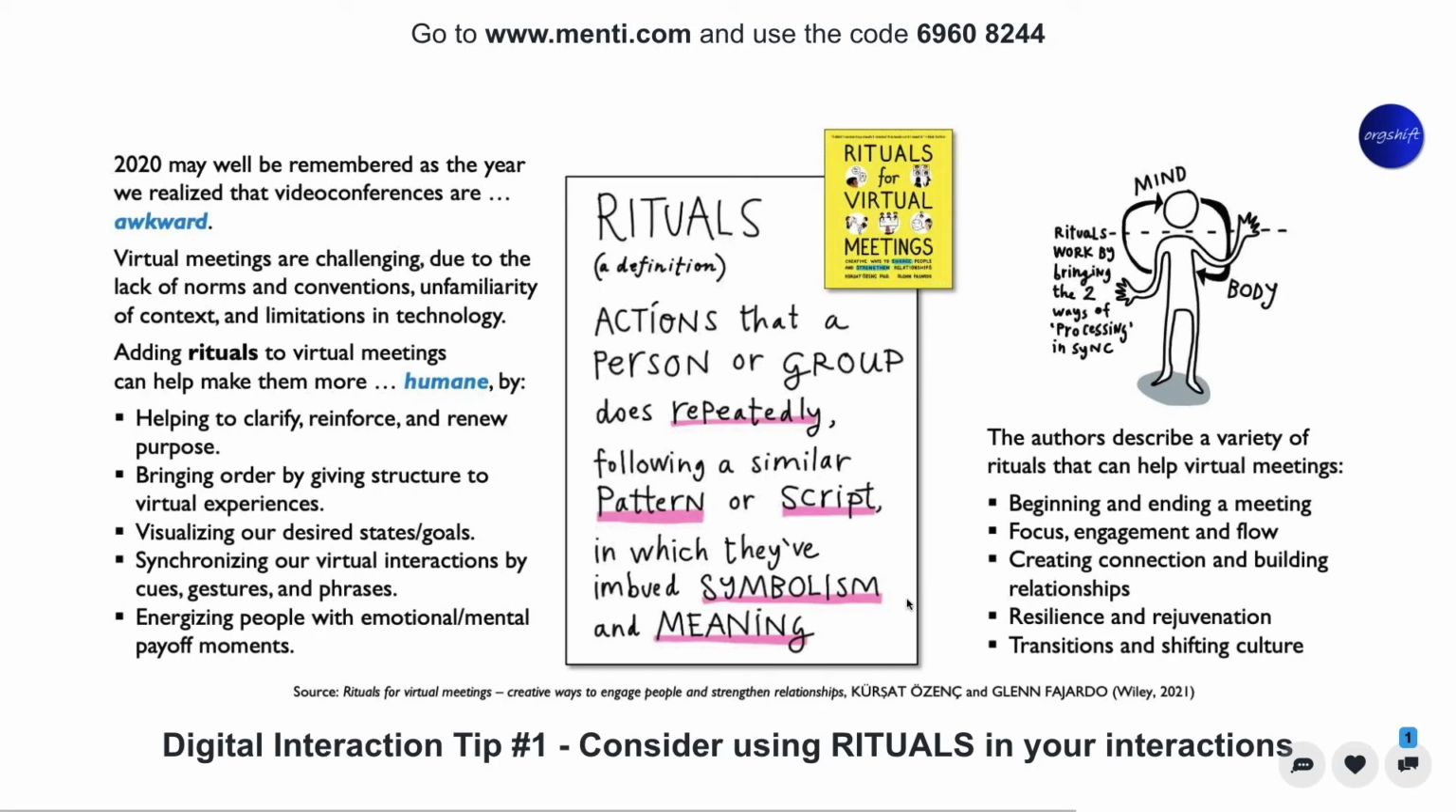So here's one tip of two. Hopefully I provided more than that. This book was, talk about real time, published earlier this year, coming out of Stanford. Kurzat and Glenn, all about rituals. So how do we make our virtual meetings more humane, to their point, by adding a ritual, which is something you do repeatedly as a group, following a pattern or a script, which imbues symbolism and meaning for the group.